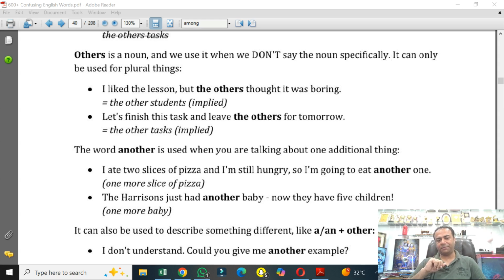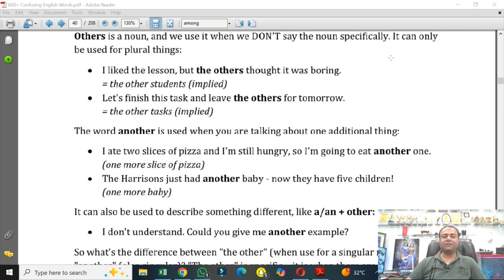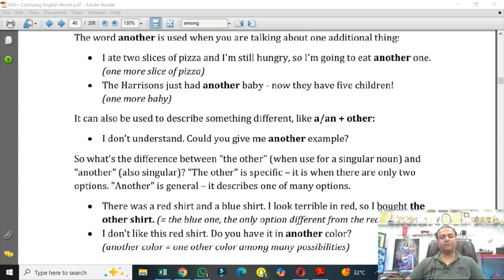This is implied. Okay? And the word another is used when you are talking about one additional thing. For example, I ate 2 slices of pizza and I am still hungry. So I am going to eat another one. Means one more slice of pizza. For example, the Harrisons just had another baby. Now they have 5 children.